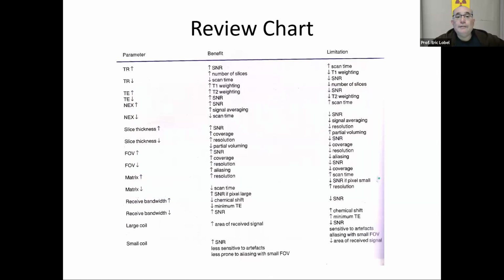This was taken from your book. It's a super good study sheet. So if you were to put these things on cards or memorize them, the idea is, at least for most of these, I try to explain how it works and why it is. But at the end of the day, if you know that TR up, signal to noise goes up, but scan time goes up, that's the limitation. If you have these kind of down pat, this will go a long way to passing the registry. So super important slide here.